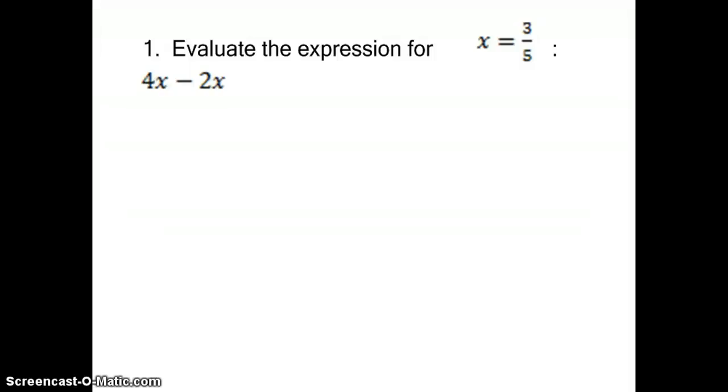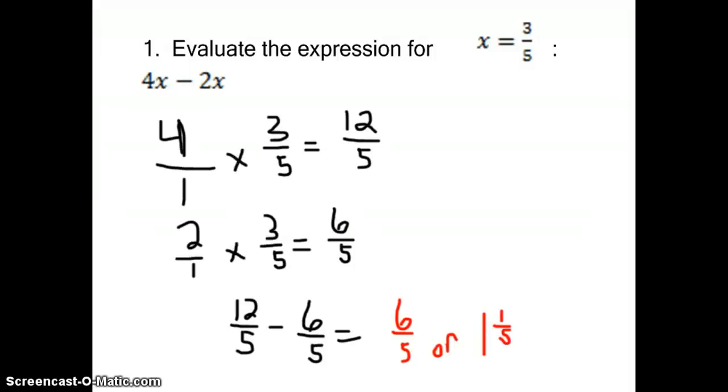Go ahead and pause. Okay, what I did here is I went ahead and substituted this 3/5 in for x in each of these spots. So we got 4 times 3/5, and I went ahead and made it 4 over 1, which is the same thing. 4 times 3 is 12. 1 times 5 is 5. Remember, when we multiply fractions, you just multiply across. So the tops together would be 12, and the bottoms, or the denominators, would be 5. I do the same thing with 2 times 3/5, and I get 6/5.